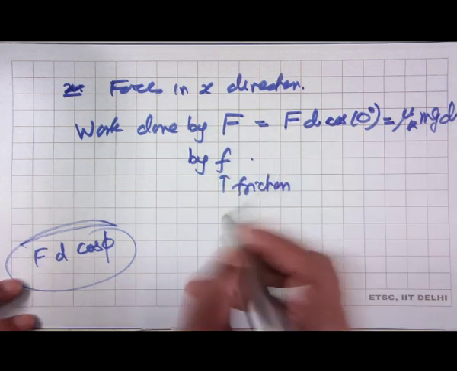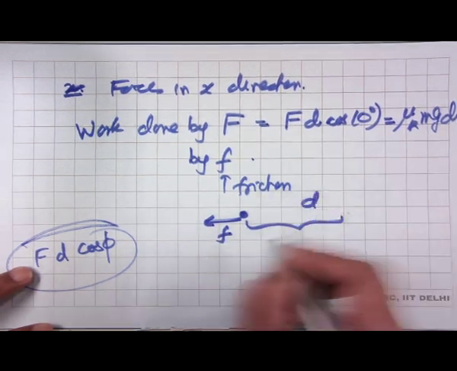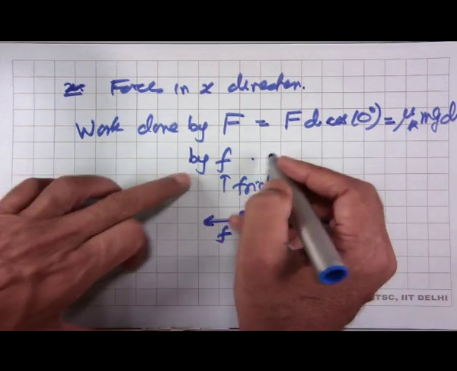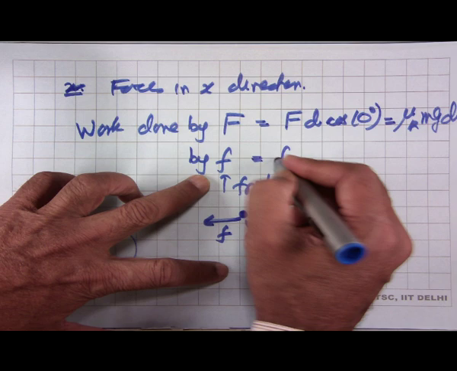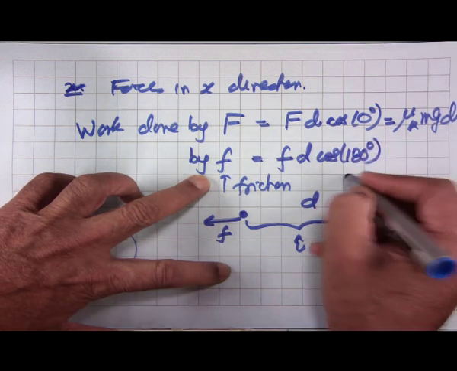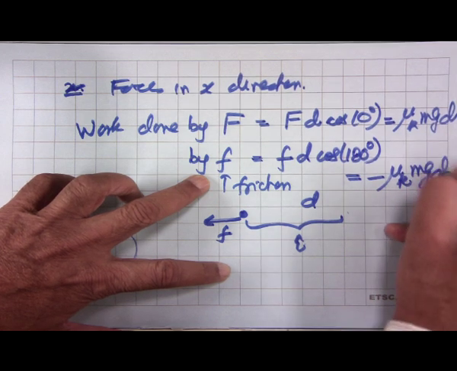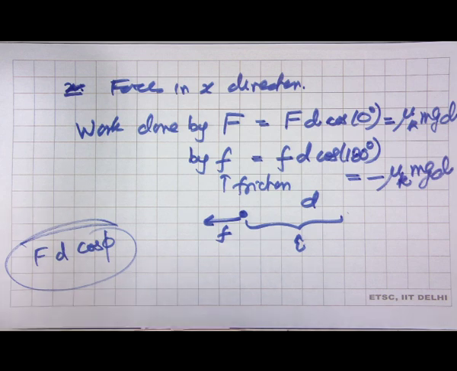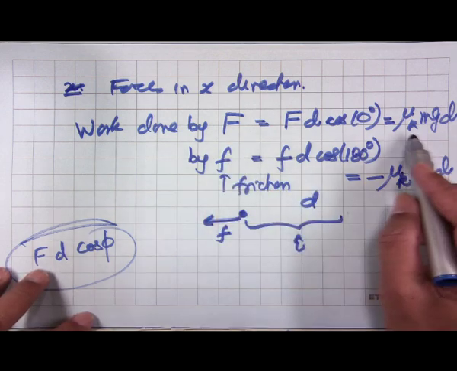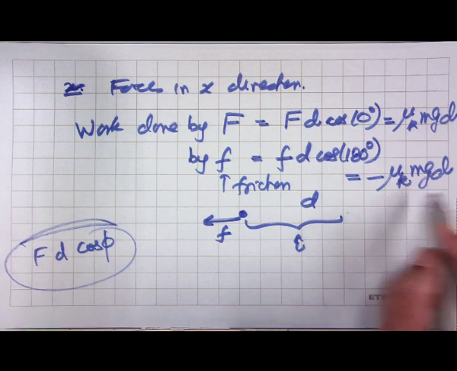Now, when we look at friction, friction is acting in this direction, while the displacement d is in the plus i direction. So work done by friction will be equal to friction force times d times cosine of 180 degrees, which is minus mu k times mg times d. So, these are the work done by 4 individual forces. Work done by n and mg separately is 0, work done by F is mu k times mg times d, and work done by friction is minus mu k times mg times d.